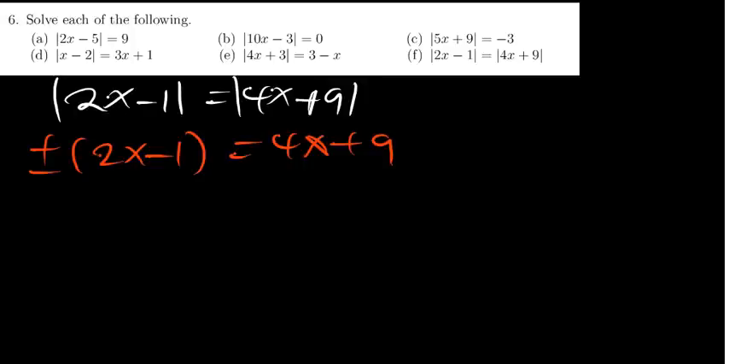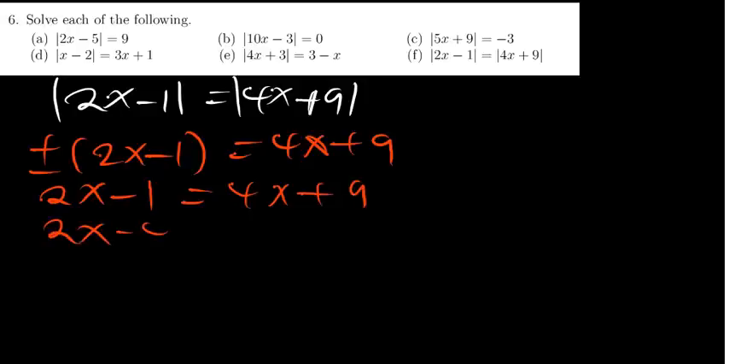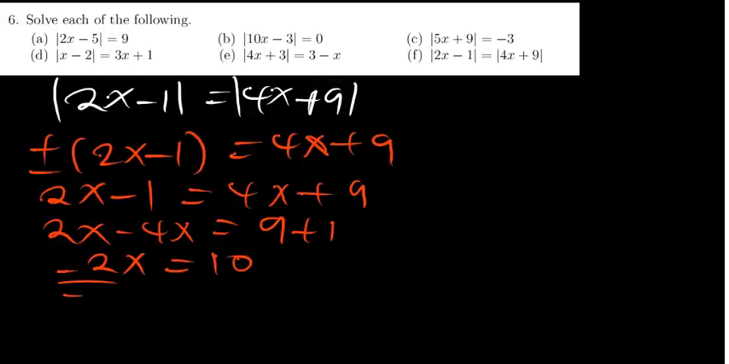Then if I multiply by a positive, it's going to be positive 2x minus 1 is equal to 4x plus 4 plus 9. I'll say 2x, I'll shift 4x to the other side, minus 4x is equal to 9 plus 1. I've shifted 1 to the right hand side. These two are going to give me negative 2x is equal to 10. I'll divide both sides by negative 2. So x will be equal to negative 5. So my x has to be negative 5. I'll get rid of this and now multiply by a negative.